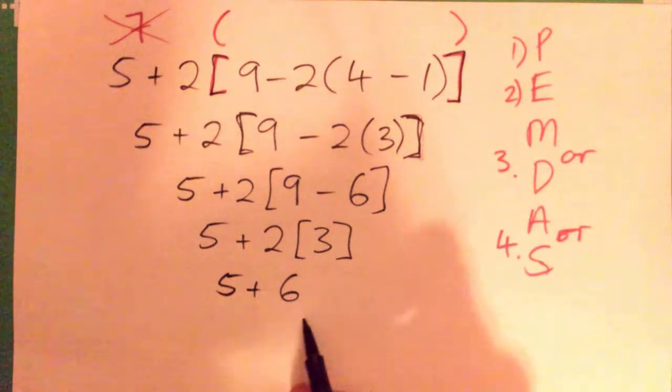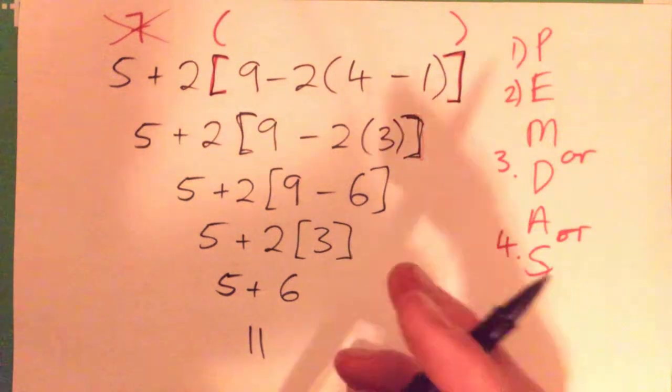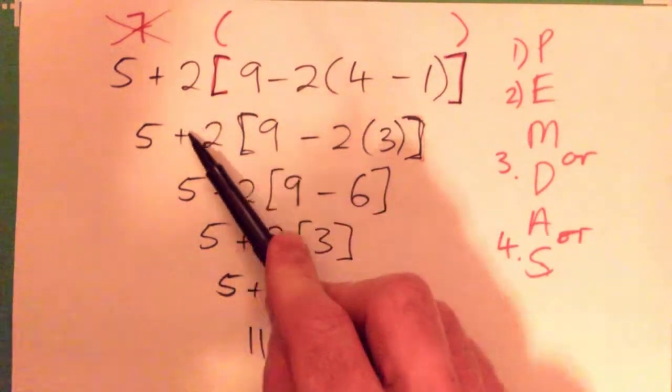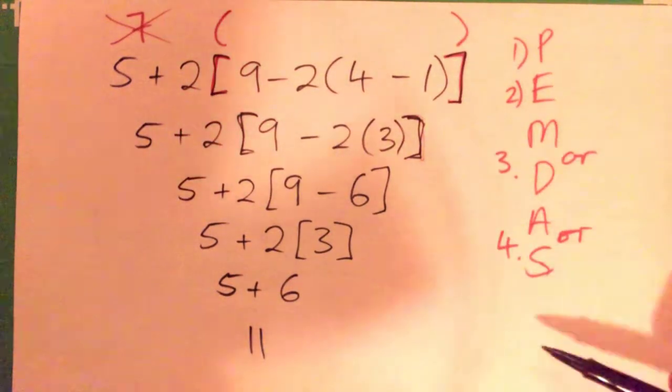Now you get to add. So finally you get to add, and it's 11. We were tempted to add all the way at the beginning, but we didn't add until the end, because we have to follow the rules.